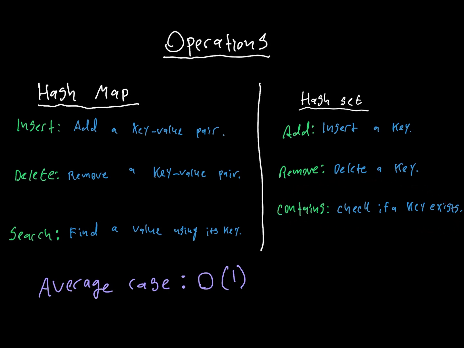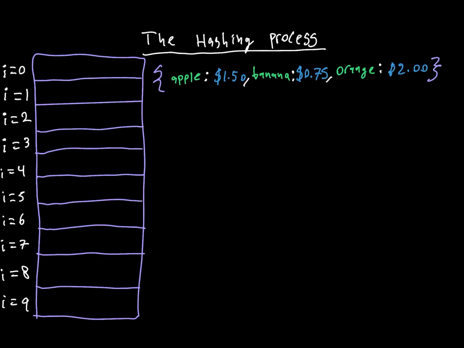All these operations take, in an average case, big O of 1, or constant time, meaning whether there's one input or a million inputs, the functions will always take the same amount of time. There is a caveat for this, but I'm going to hit that a little bit later.